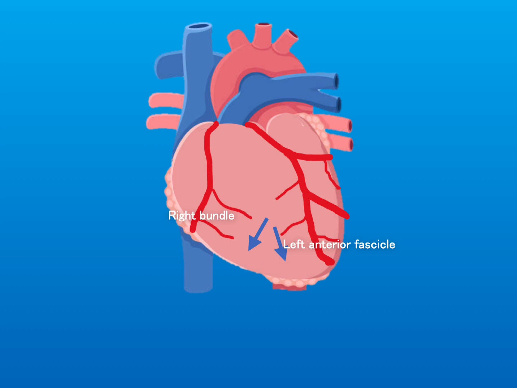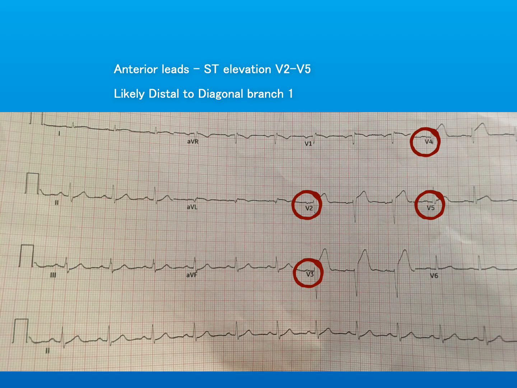Alternatively, you can have a distal occlusion of the LAD, meaning distal to the first diagonal, and this will likely produce ST elevation from V3 to V5 with an absence of lateral lead ST elevation. There are other possibilities, and the patient can have variable anatomy.